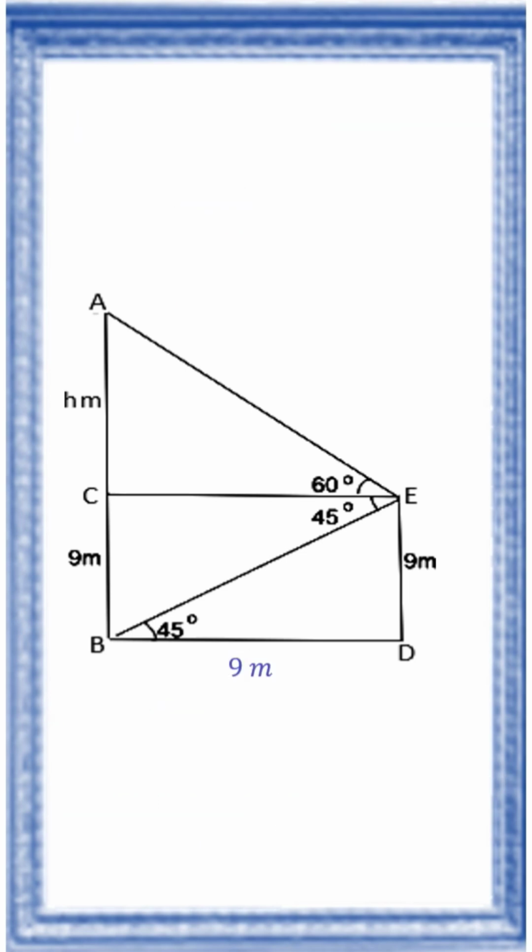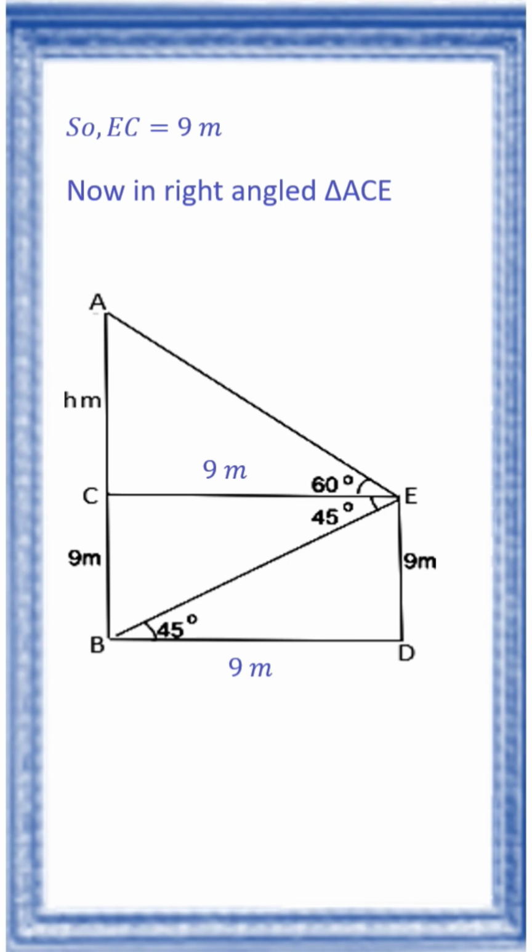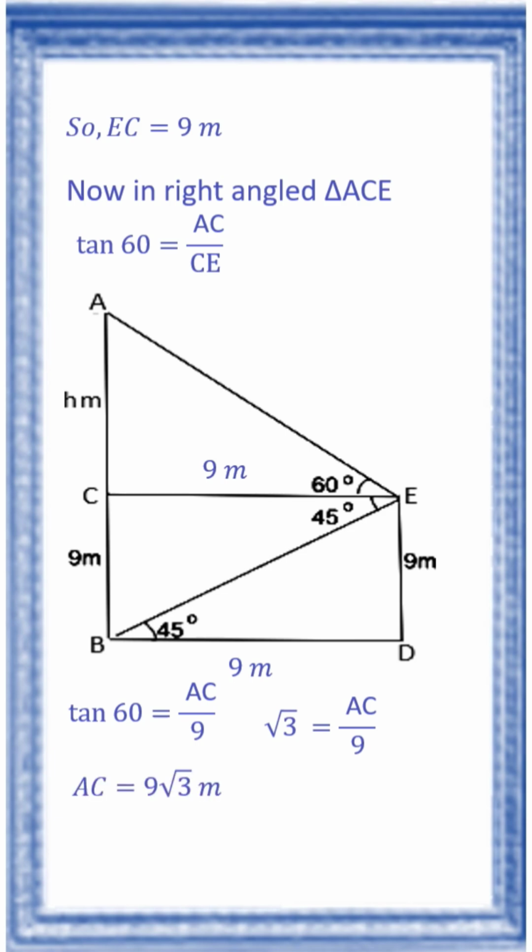So here CE is also 9 meter. Why? BD is equal to CE. Now in right angle triangle ACE, tan 60 is equal to opposite by adjacent, AC by CE. AC we have to find out. CE we just now found out, that is 9 meter. So tan 60 is AC by 9. Tan 60 is root 3, so root 3 equals AC by 9. So AC is equal to 9 root 3. This one.